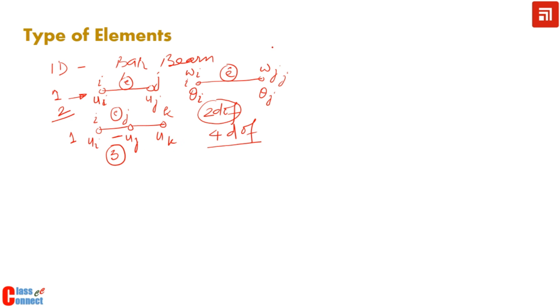Now coming to the 2D element. In case of 2D element, we have this triangular element and rectangular element. In case of triangular element, we can have this type of element, and this is known as constant strain triangle, CST, or linear element.